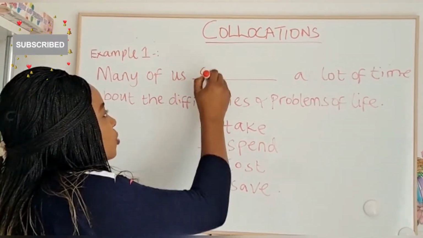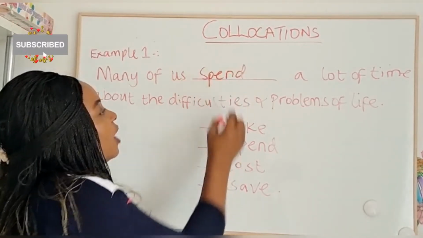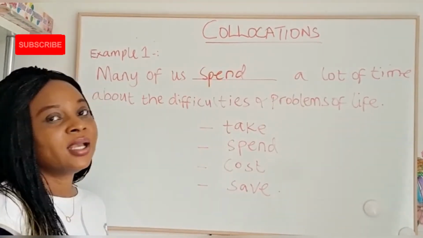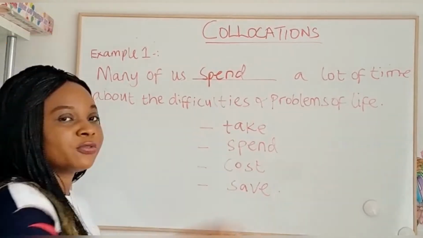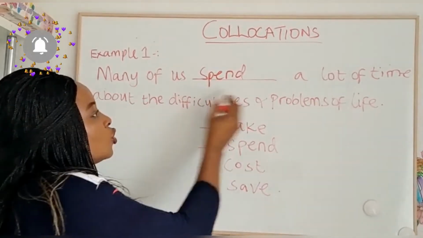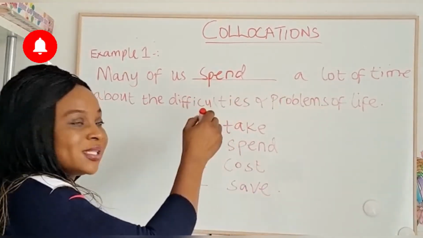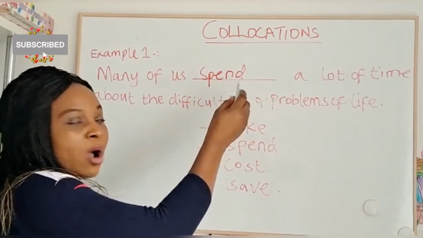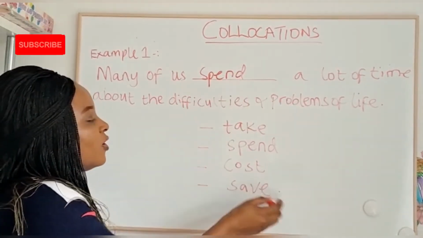Spend would be the right option here. Now, take a lot of time is actually a collocation. Spend a lot of time is a better collocation to go with this word. I mean, in the context we are looking at, spend would be a better option here than take or save a lot of time or cost.